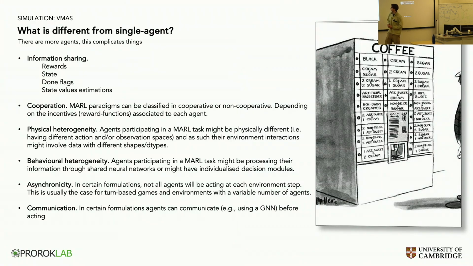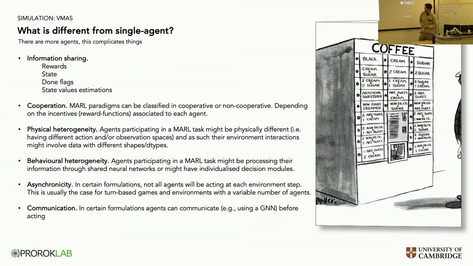Another paradigm that could be different is how do the agents interact with each other? Do they cooperate? Do they not cooperate? Or do they compete? Then there is also physical heterogeneity. Do they have different capabilities? Do they have different sensors, actuators? And behavioral heterogeneity: even if they have the same capabilities, do they have different behaviors? Then asynchronicity, which is very important in robotics, meaning they might not all be synchronized in their interactions with the environment. And communication, because if you have all these agents, they could talk to each other, and you can use this as well to distinguish them.